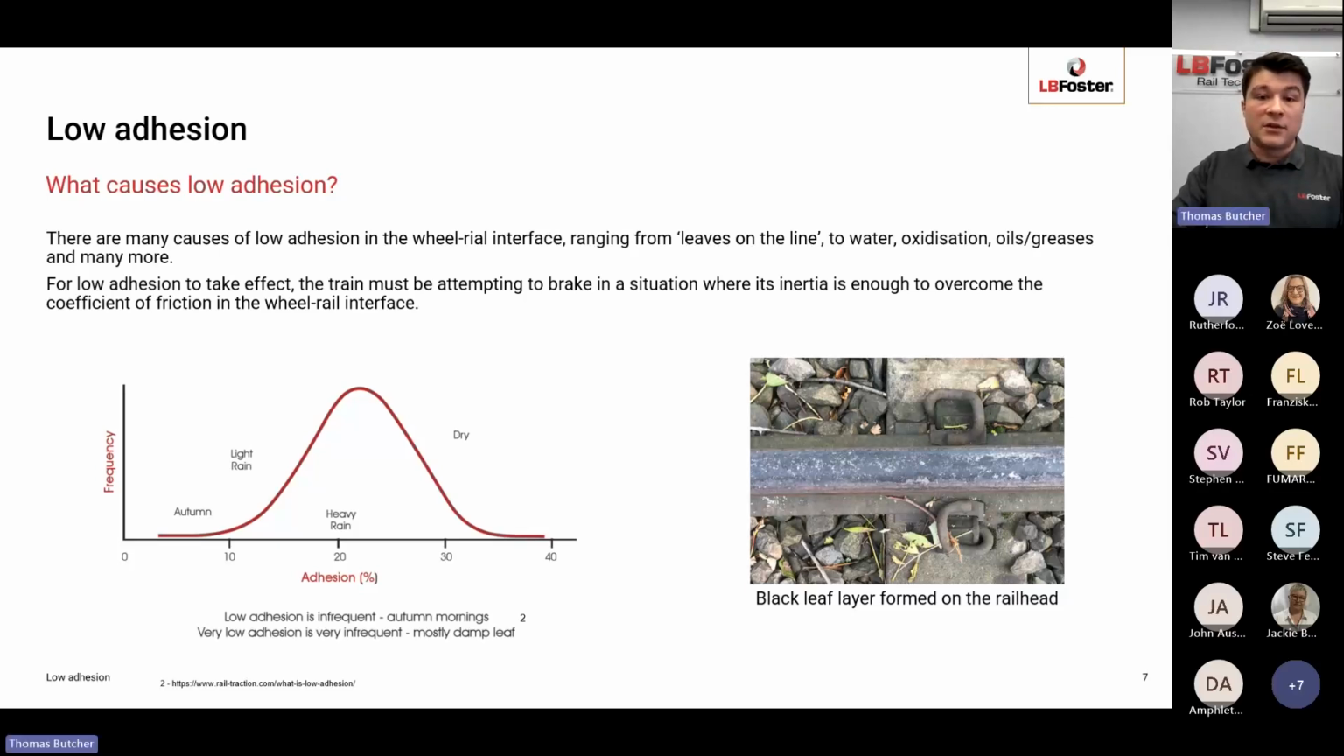Leaves on the line is a very notorious term when talking about rail low adhesion, especially in the autumn period. Leaves on the line cause the lowest friction levels when they've been run over by multiple wheel passes and the layer has been compacted and bonded to the railhead. Eventually, this results in a fully formed black leaf layer. You can see a very severe example in this image. When this black leaf layer is combined with small amounts of water, this will reduce friction to potentially dangerously low levels. We'll go over some case studies where this has been the case later on.